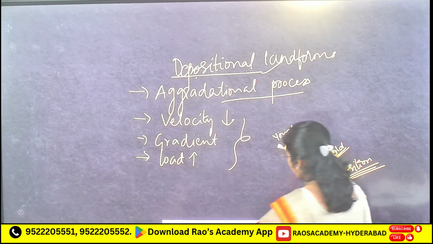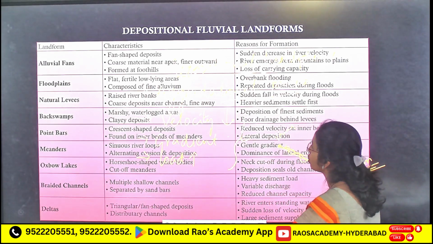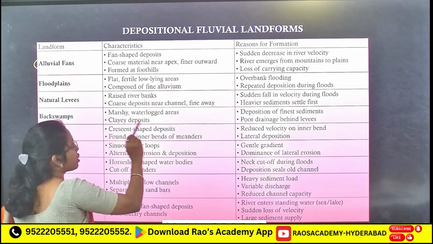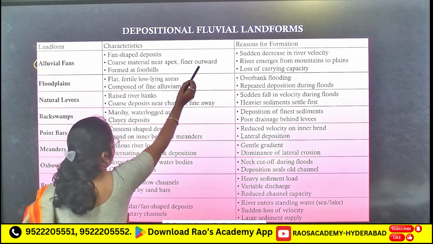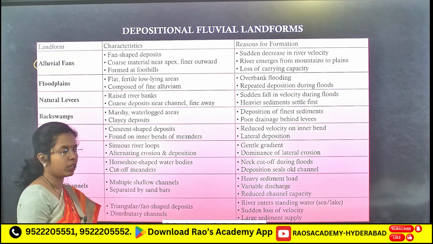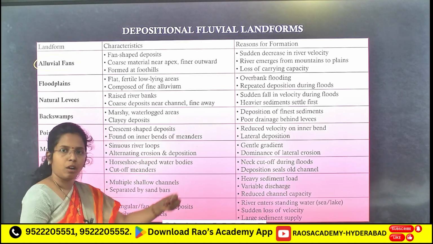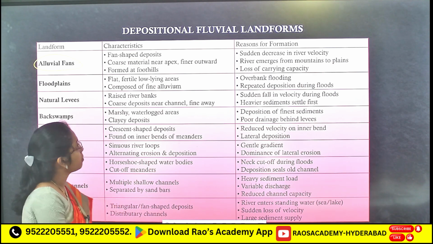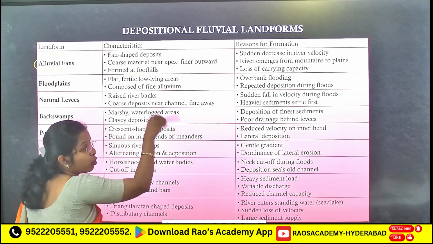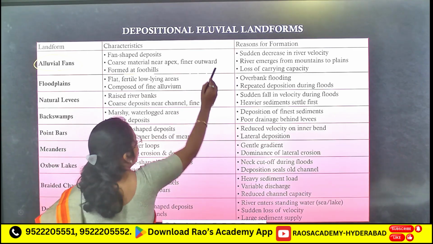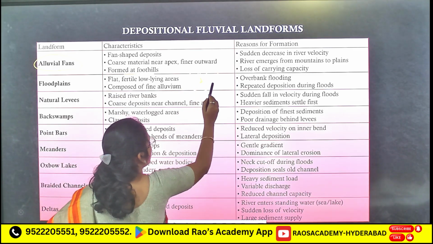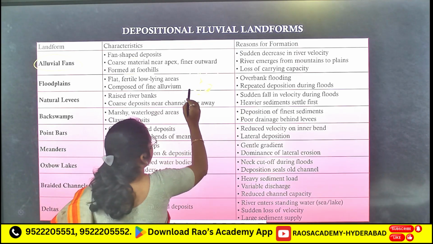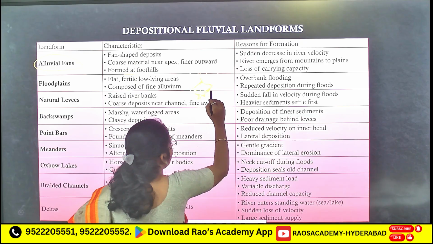Now we are going to learn the different types of depositional landforms. First, alluvial fans: fan shaped deposits, with coarse material near the apex and finer material outward. When a river carries fine materials from the mountains, they are formed at the foothills. Here at the foothills, fan shaped deposits of alluvium are known as alluvial fans.